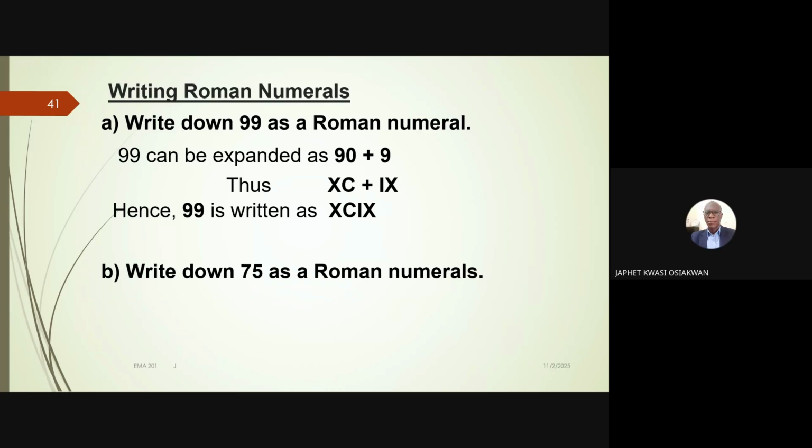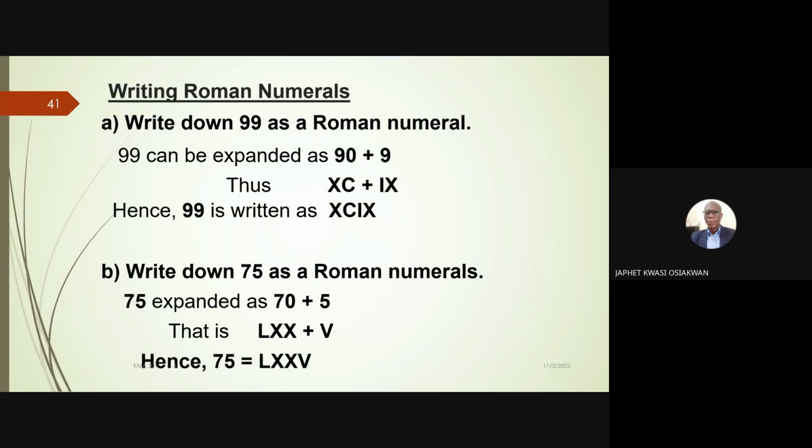Okay, so let's check our answer and see what we are getting. So we have 70 plus 5, and the 70 is written as LXX, and the 5 is V. So the number is LXXV. That's 75. LXXV. Is that okay?